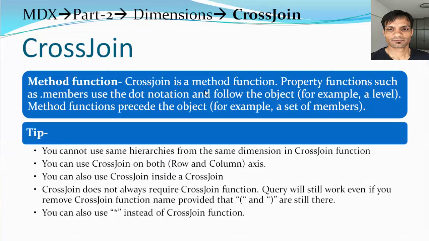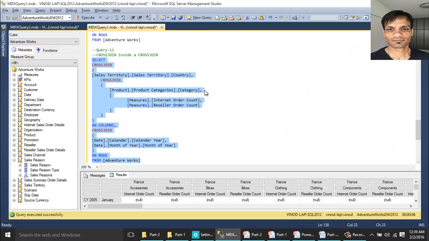There are few tips that you should remember while using CrossJoin function. The first tip is a CrossJoin function does not always require CrossJoin function name. Previous query will still work even if you remove CrossJoin function name, provided that the opening parenthesis and the closing parenthesis are still there. For example, if I remove all the CrossJoin function name reference from this query, it should still work. So as you can see, CrossJoin function name is not always required, provided that you are still using the opening and the closing parenthesis.